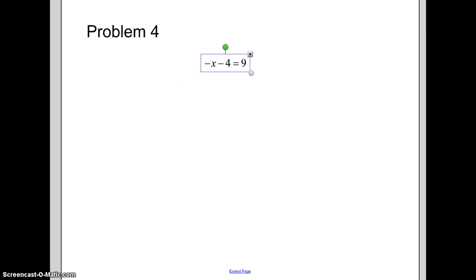Problem 4. Is there a fraction? Not this time. Is there an addition? No. Is there a subtraction? Yes. There is a minus 4 right here on the left side, so we need to add 4 to both sides of the equation. The negative 4 and the positive 4 equal 0, so we have a negative x on the left side of the equation, and 9 plus 4 is 13 on the right side of the equation.